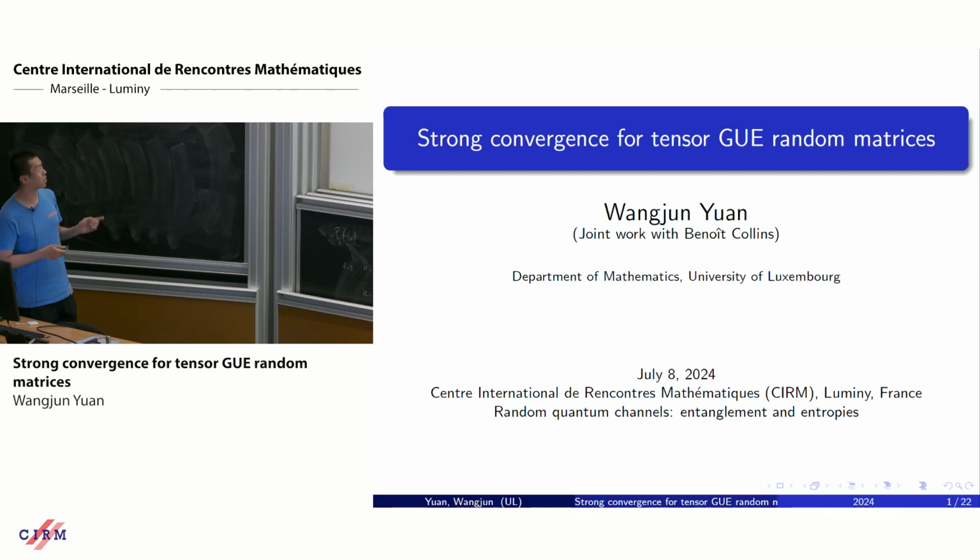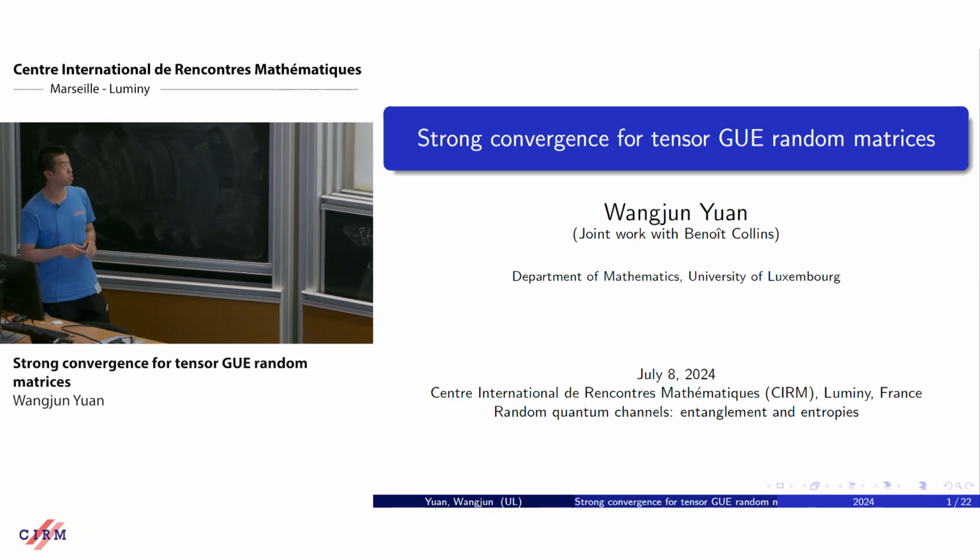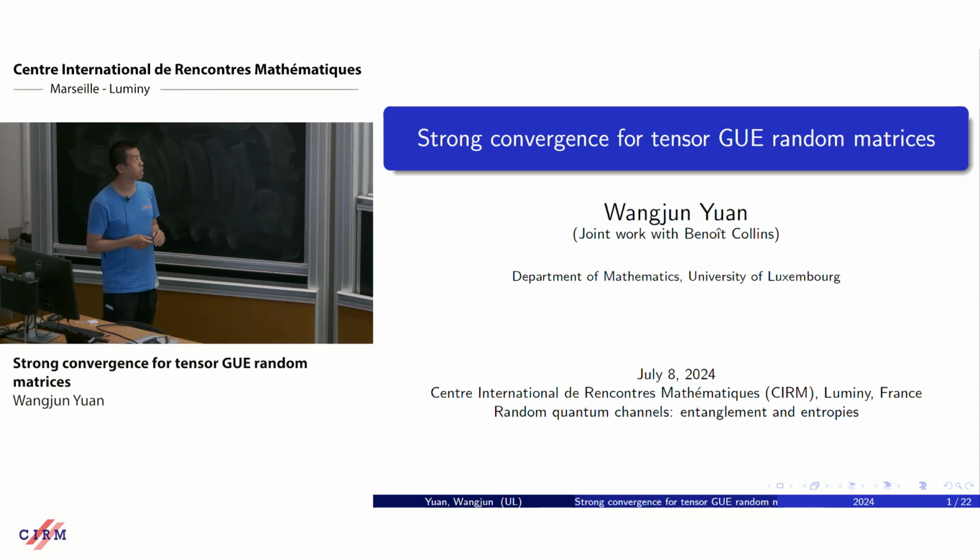So today I want to talk about the strong convergence for tensor GUE random matrices. This topic is in the field of random matrix theory and free probability. And the project is a joint work with Benoît Collins from Kyoto University.